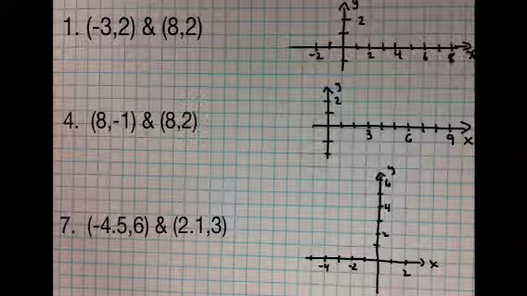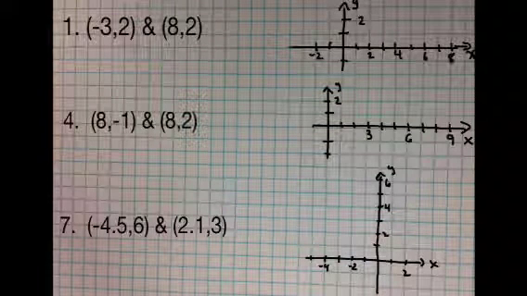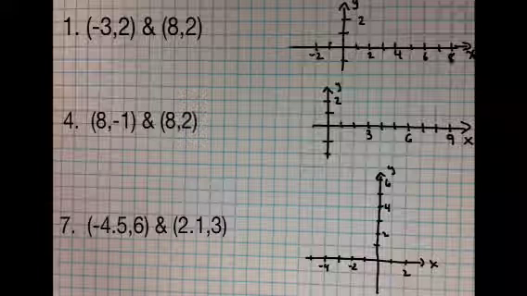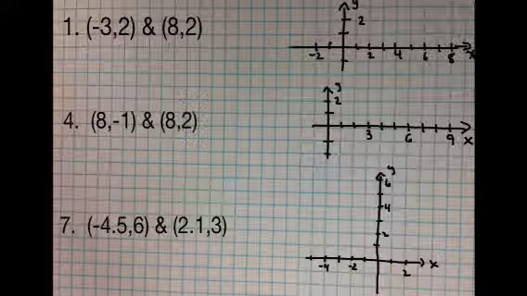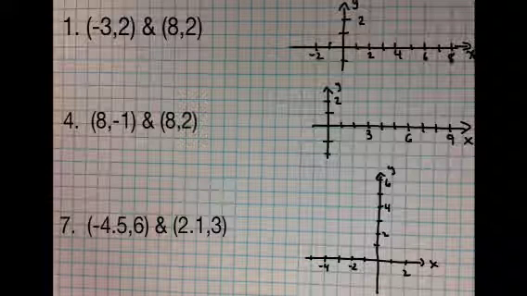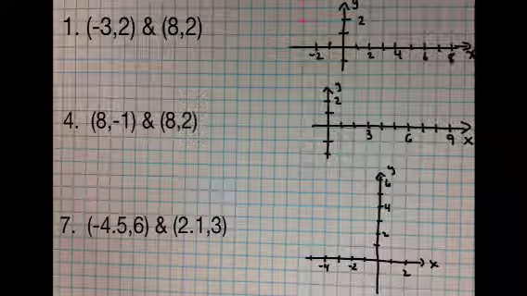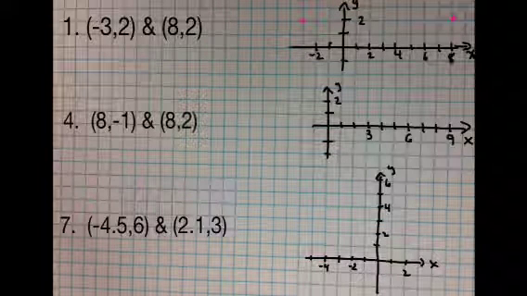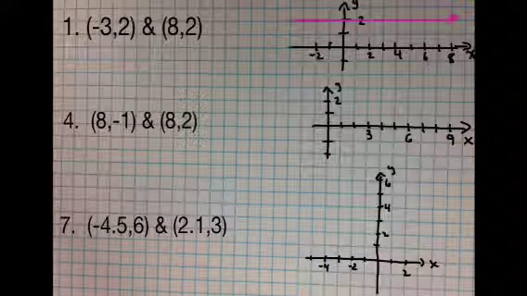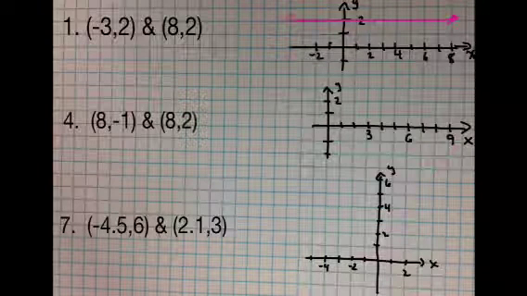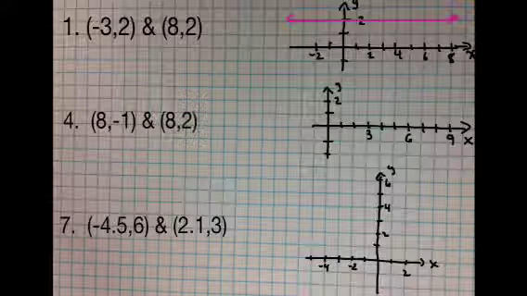Okay, this is A4. So let's get started. Number one, they want you to plot the points and then find the slope of the line that goes through those points. So negative 3, 2, there, and 8, 2. Connect them, and we know we could see it's a horizontal line, so we expect the slope to be 0. So let's see.